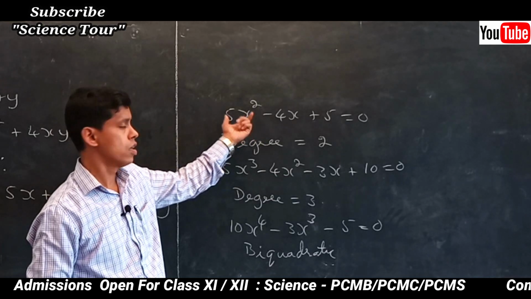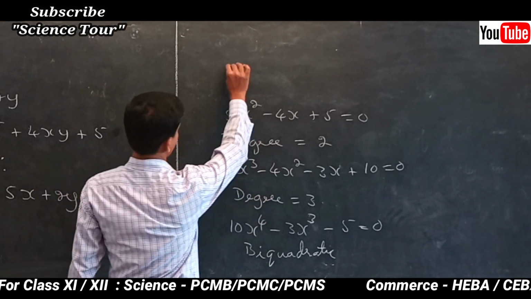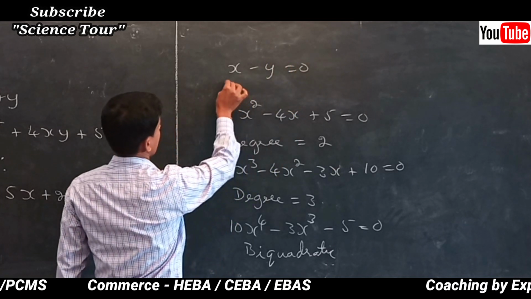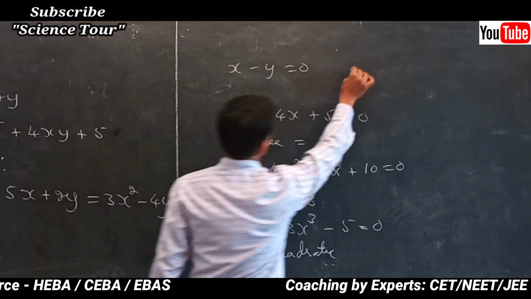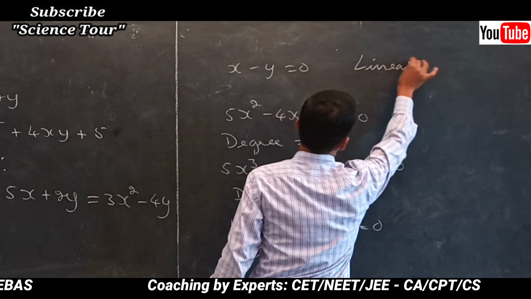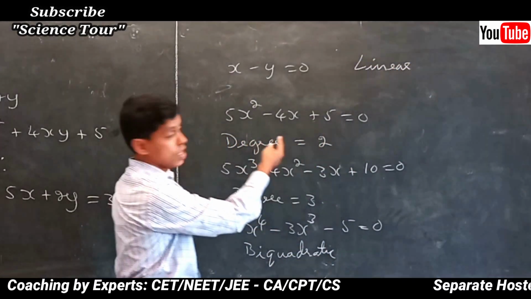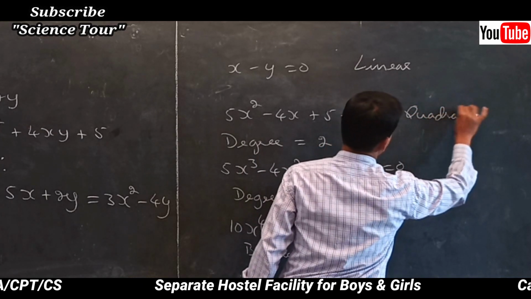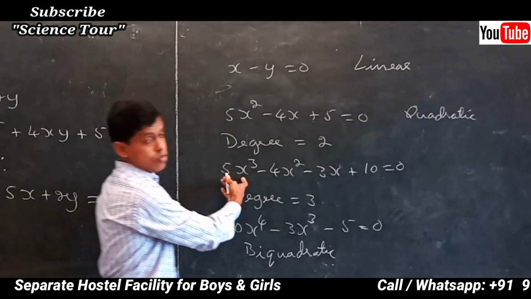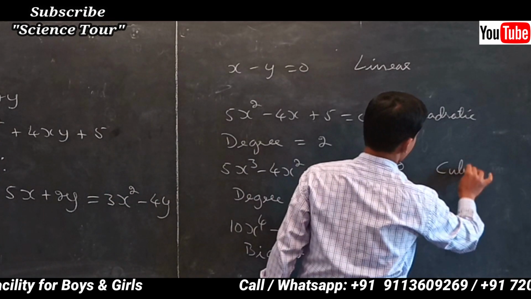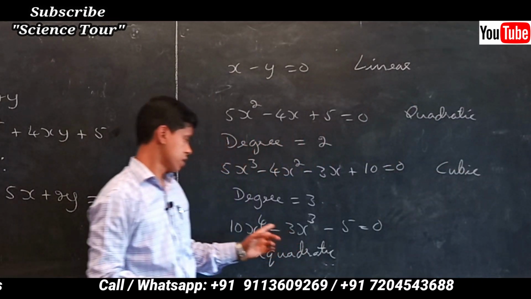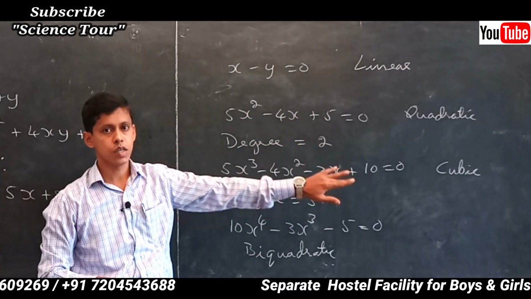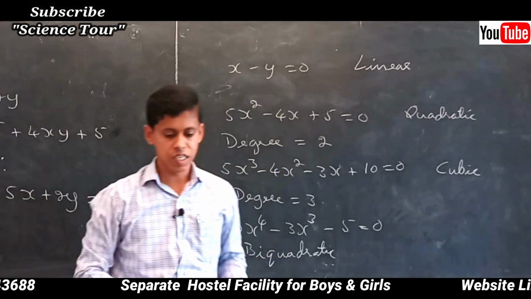You have a first degree, so you have the linear, and this is degree 2, therefore, that is quadratic, and this is degree 3, therefore, it is called cubic, and this is degree 4, and it is called biquadratic. So, you have linear, quadratic, cubic, and biquadratic equations.